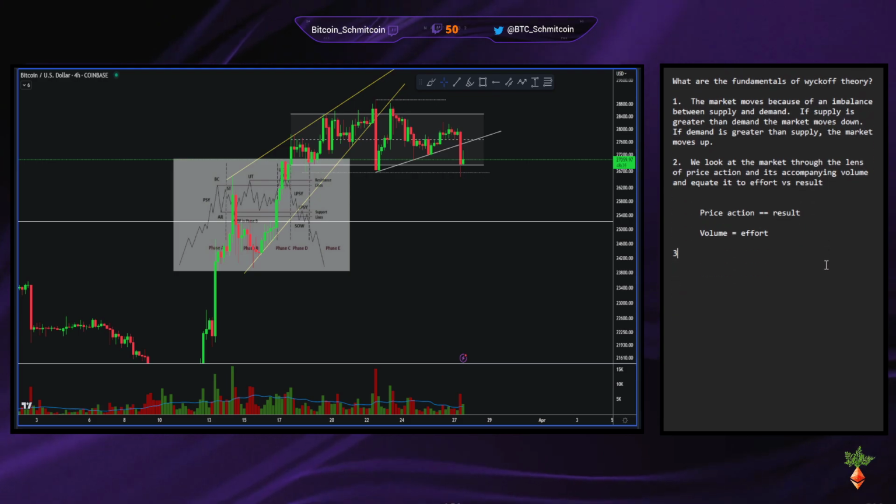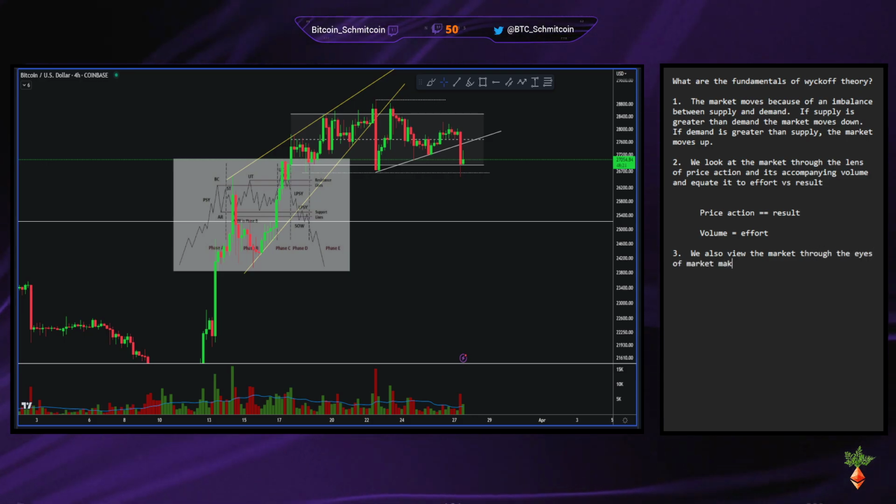This is the other really important part, okay? We also view the market through the eyes of market makers.